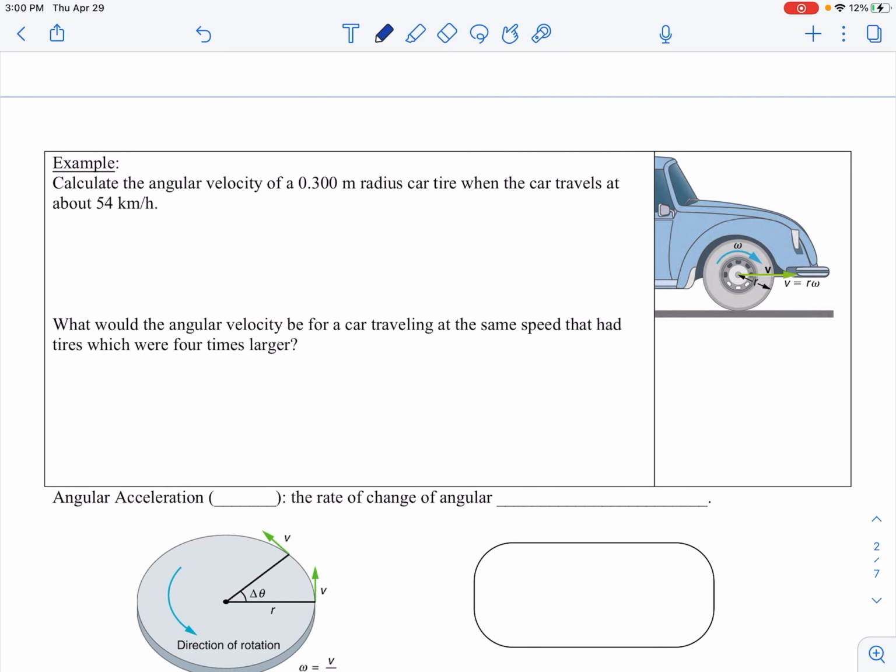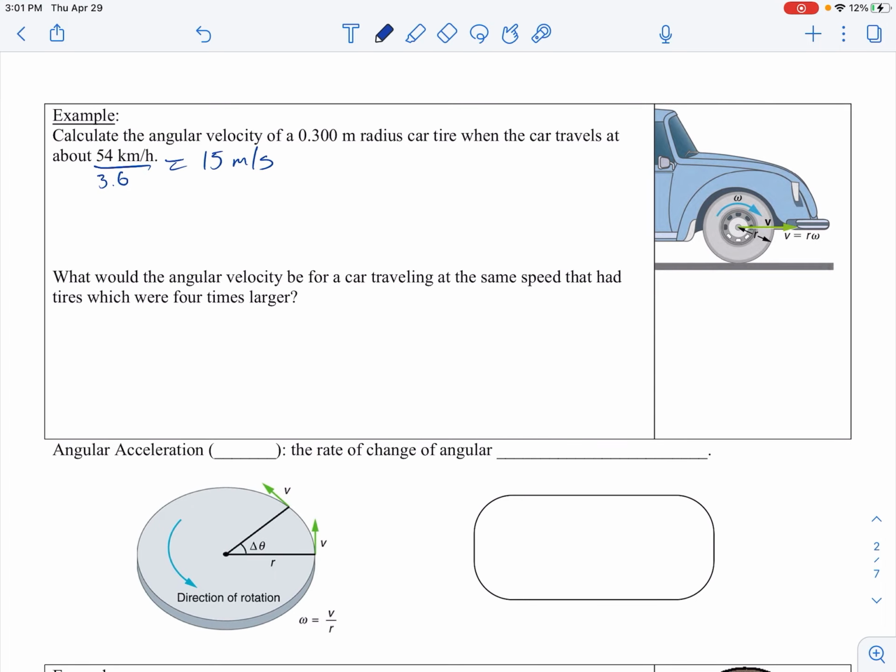We have a 0.3 meter radius car tire when the car travels at about 54 kilometers an hour. So this can be worth remembering: if we want to convert this into meters per second, we divide 54 by 3.6. This gives us 15 meters per second.